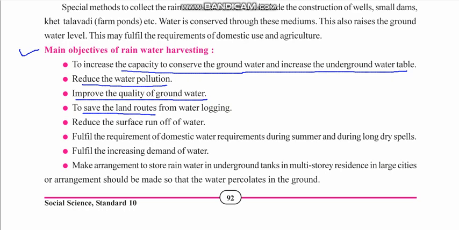To save the land root from water logging: as I told you, if the water is not channelized, then there will be a lot of water logging, but if it is channelized properly, that will help to stop the water logging also.